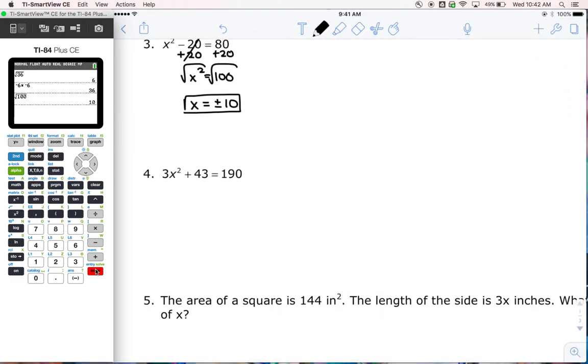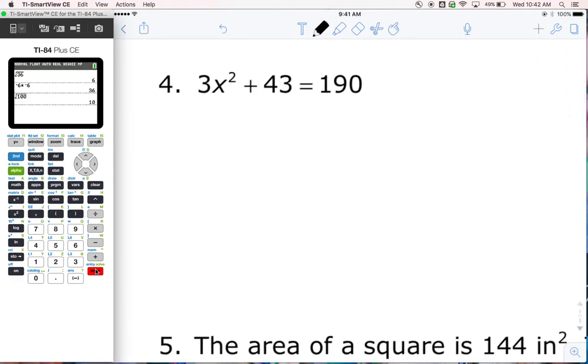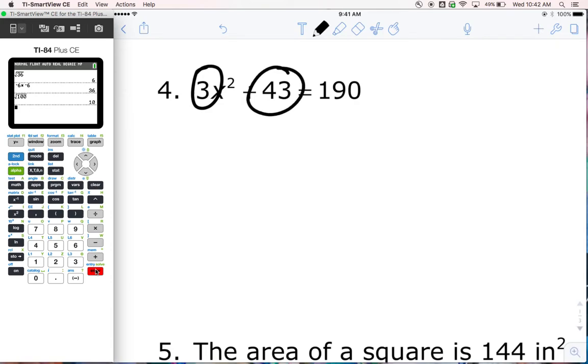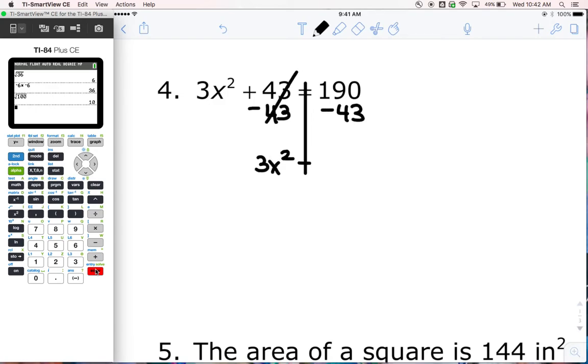Problem 4. Okay, in problem 4, we have this 3 we need to get rid of and also the 43 we need to get rid of. Does it matter which of those I get rid of first? Absolutely, it does. Remember, whatever's touching your variable, save that for last, which means that the first thing I'm going to do is get rid of this 43. And I'm going to subtract it, right, do the opposite, which means that I've got 3x squared equals 147.